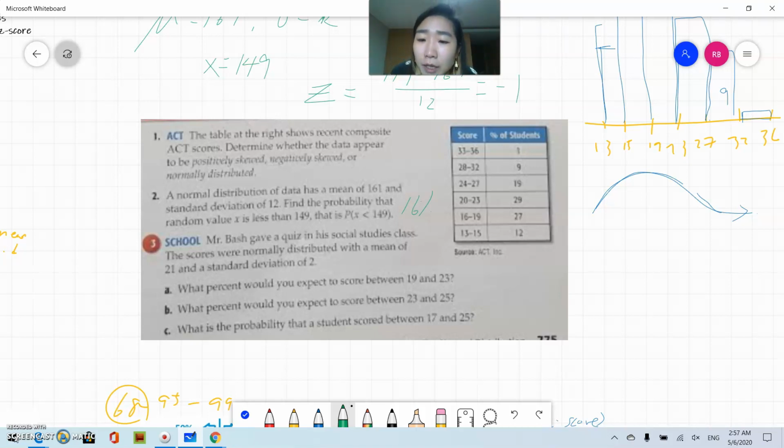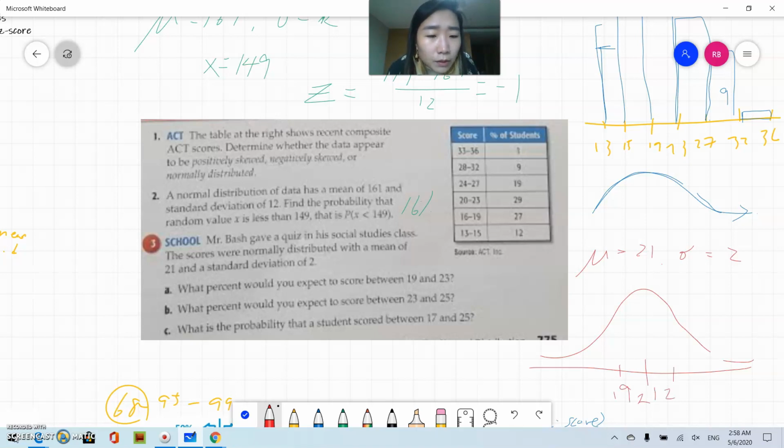Mr. Bash gave a quiz, and the mean was 21, and the standard deviation 2. What percent do you expect the score to be between 19 and 23? Well, let me just draw the normal curve, okay? 21, 19, and 23. And then another standard deviation away will be 17, and then 15. And this would be 25 and 27. So the first one is 19 through 23, but this is 1 standard deviation away. And according to the empirical rule, that was 68%.